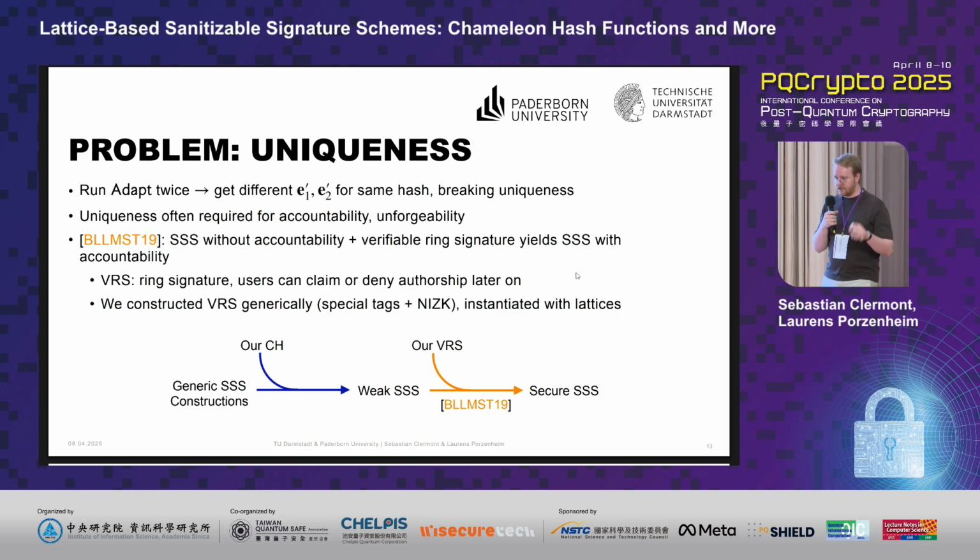And then, as I said, we constructed the VRS generically. We used some kind of special tags and also NIZKs, and then instantiated that with lattices. And then you can see here on the bottom, we have these generic SSS constructions, then we put our Chameleon hash into there to get a weak sanitizable signature, and then we put the VRS on top of that together with the transform, and then get a really strong, secure sanitizable signature out of that.